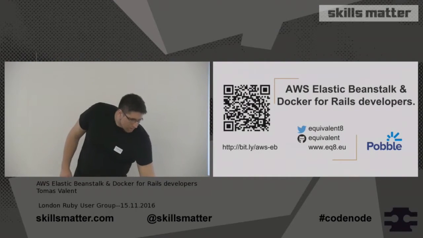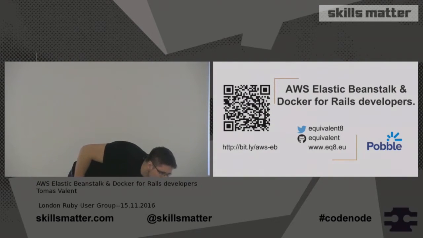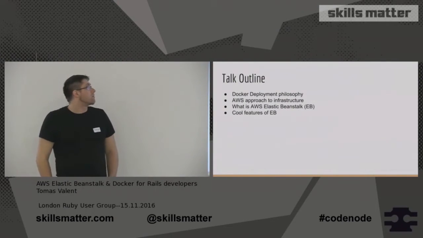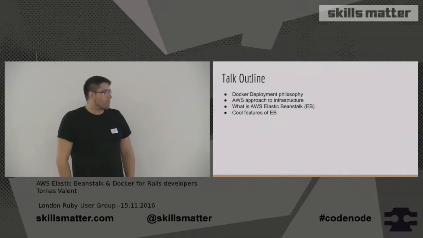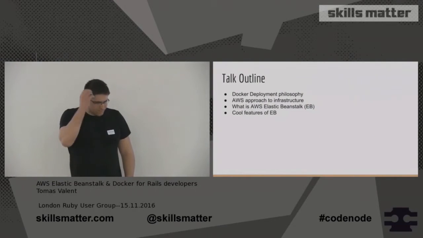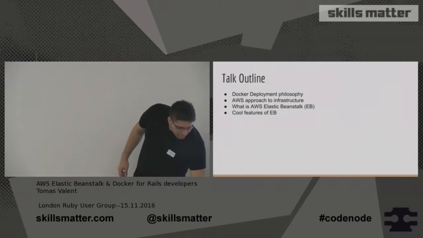Now, as for the outline of the talk, first I would like to talk about Docker deployment philosophy, then how AWS is looking at your product from point of view of their products. Then I will introduce what's Elastic Beanstalk and how to use it, and then I will show you some cool features of Elastic Beanstalk.